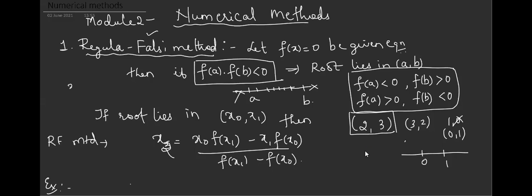Okay. So first we take x0, x1, then we take x2. We use this formula: x0 f of x1 minus x1 f of x0 divided by f of x1 minus f of x0. Substitute in this, you'll get a value of x2. One important thing, when you get x2, this is 100% a value between x0 and x1 only. If you are getting out of it, that means you have done a wrong calculation.